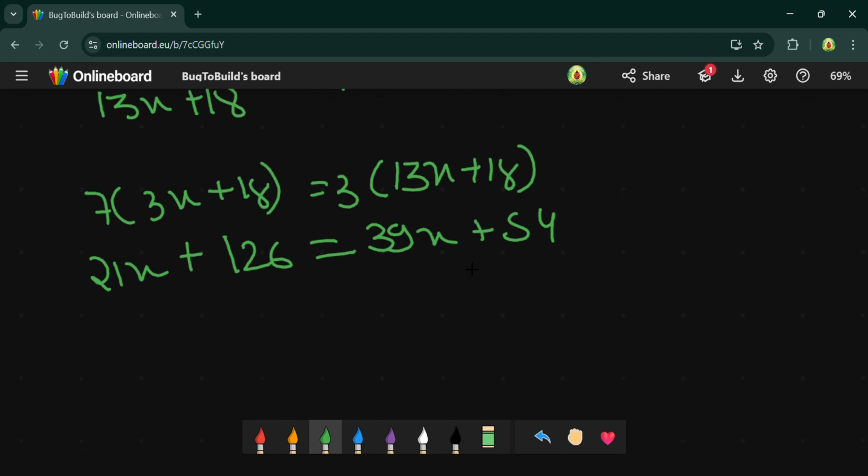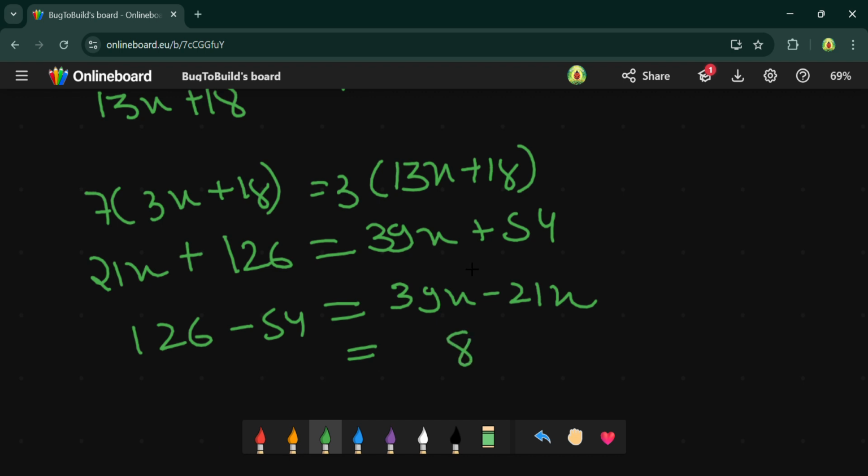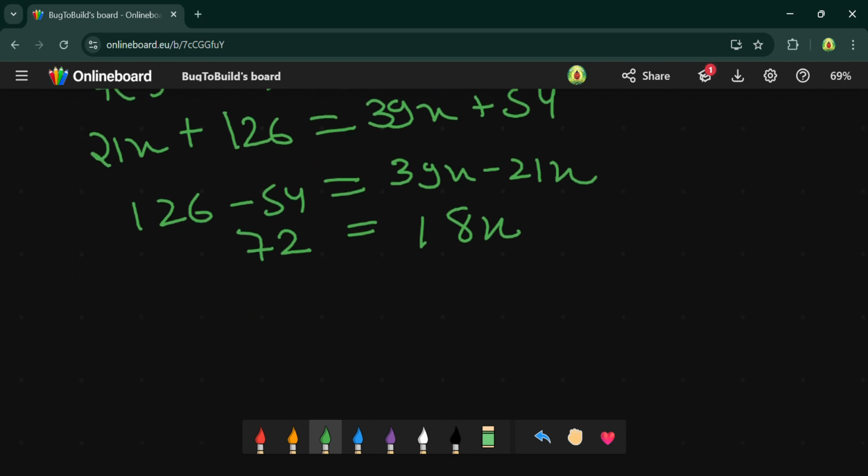After this, now you have to find the value of x. 39x minus 21x and 126 minus 54. This will become 18x, and this will become 72. Now you just find the value of x, which is 72 by 18. It will become x equals 4.